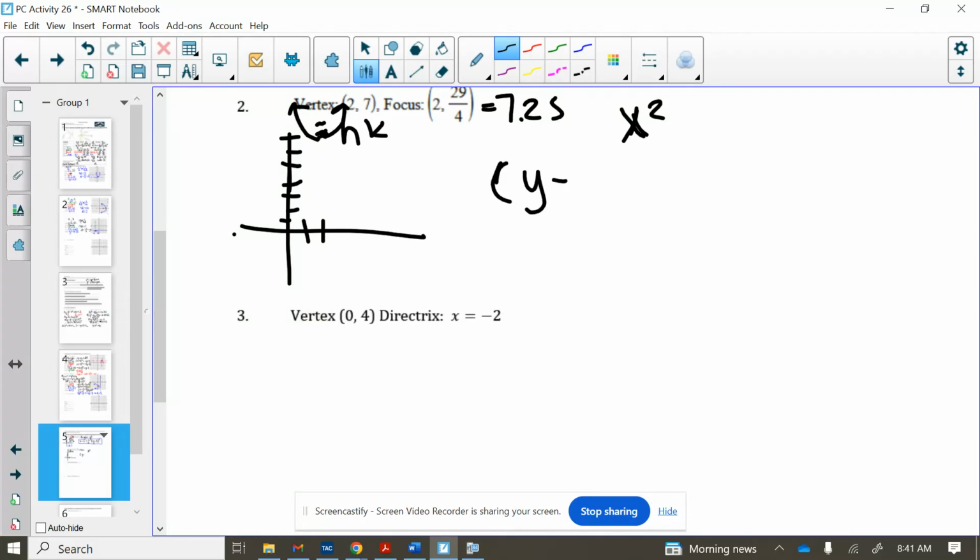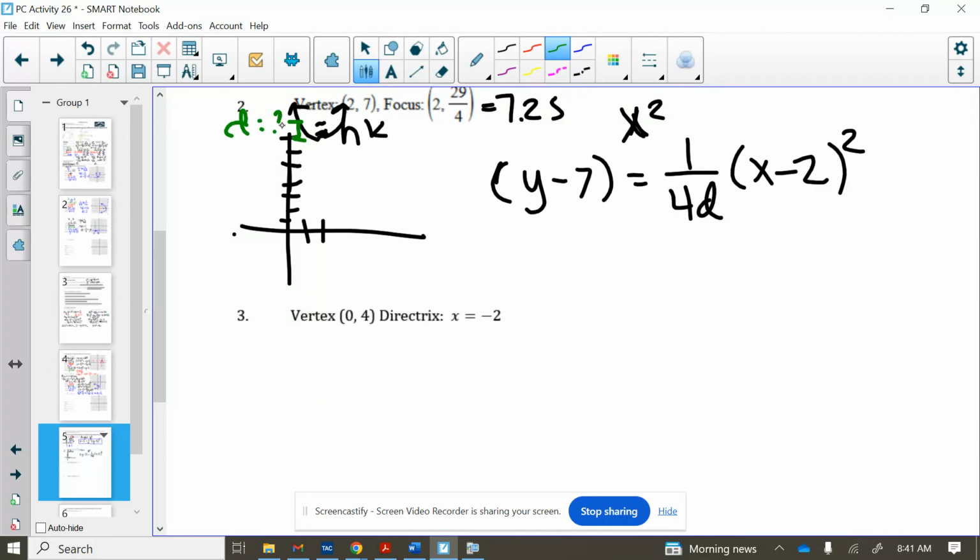So again, we could plug in our h and our k. We would have y minus 7, and then 1 over 4 times d, and then x minus the h value, which is 2, quantity squared. This time there was an itty-bitty difference between these two. We were at 7 and 7.25, which means that our d value, the distance, is 0.25. Okay, so we could plug 0.25 in.